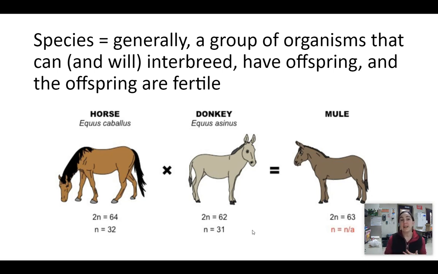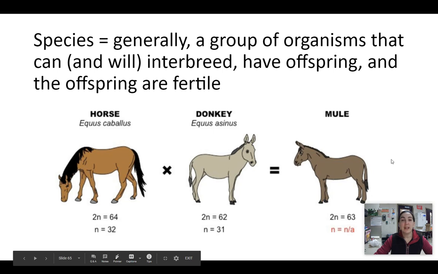But in general, scientists consider organisms to be different species if they don't meet this definition. So organisms that are the same species can and will interbreed with each other. They can have offspring, and their offspring are fertile, which means their offspring can have more offspring. So you can continue passing on those genes.